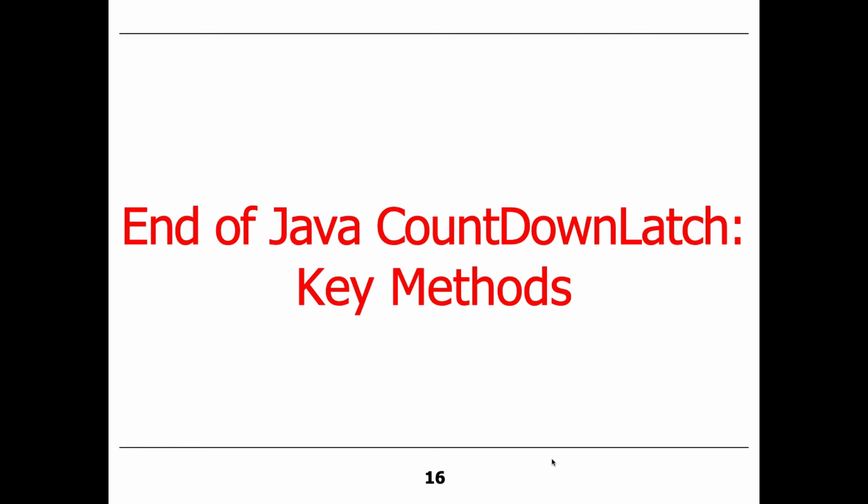OK, so those are the methods. I think you'll agree that that's pretty darn simple. So there's not a whole lot to think about in terms of the mechanism, which is why this is a very useful barrier synchronizer if you have a simple use case. As we'll see, if you have a more complicated use case, it's not going to work very well. So that's why there's these other mechanisms.